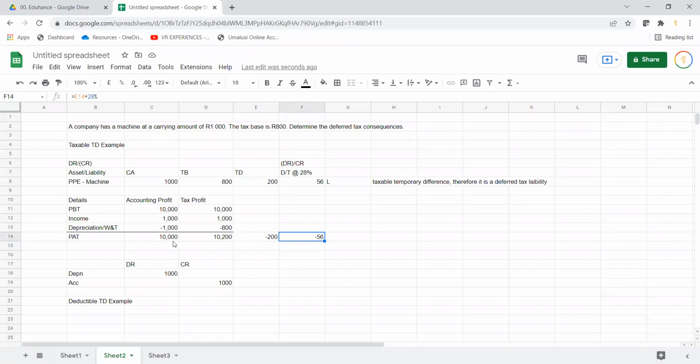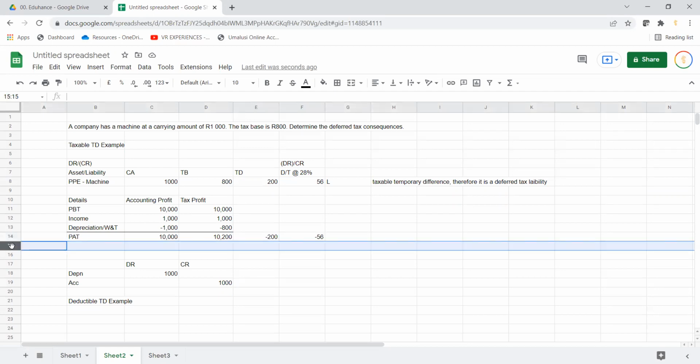In future, accounting profit will be 0. In future, taxable profit will be 200. So therefore, in future, tax profit is more than accounting profit. So meaning we're paying more tax in future. When you pay more tax in future, that's a taxable temporary difference. When we have a taxable temporary difference, we have a deferred tax liability.